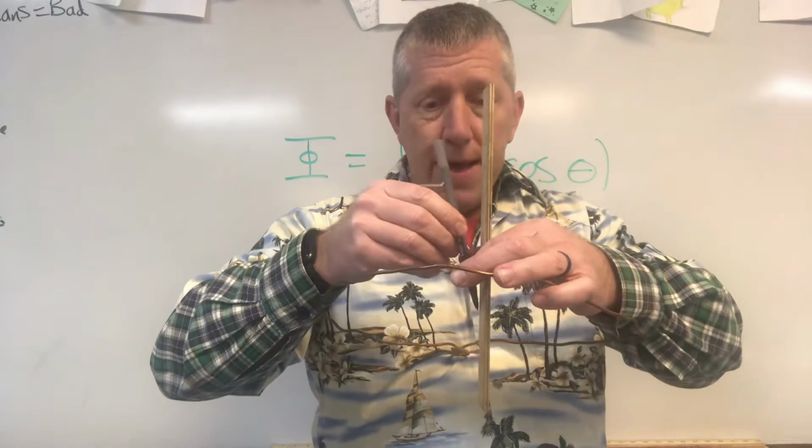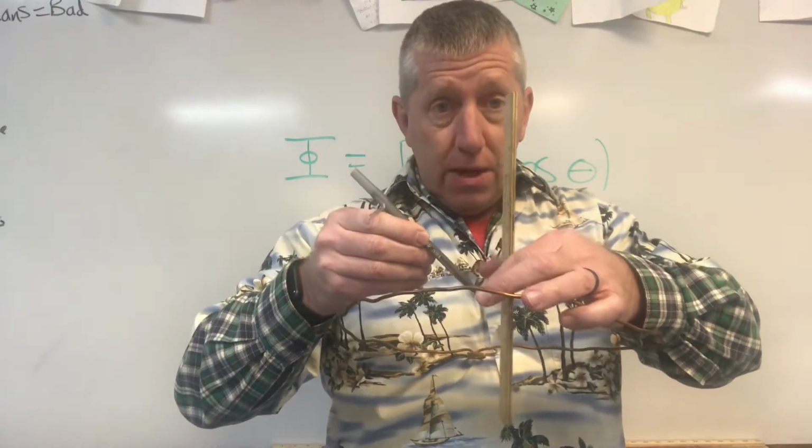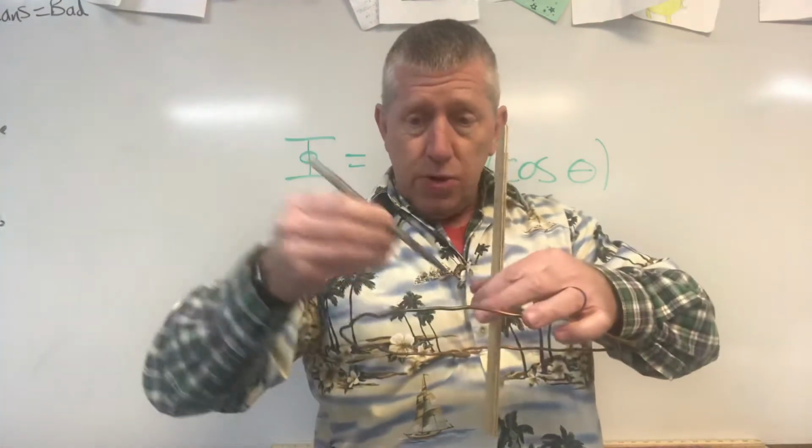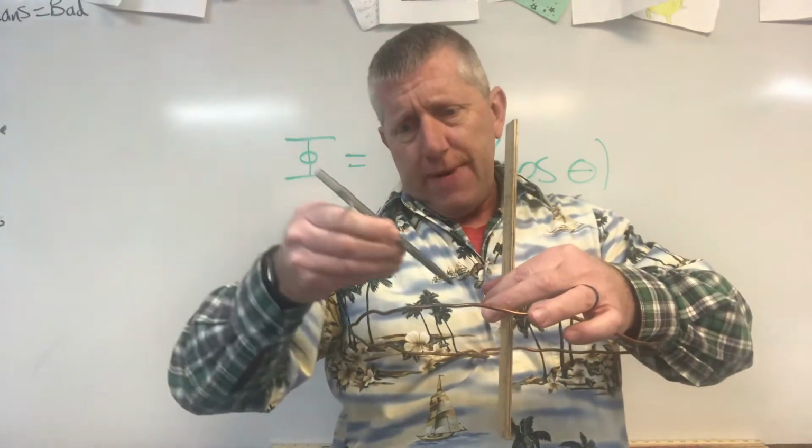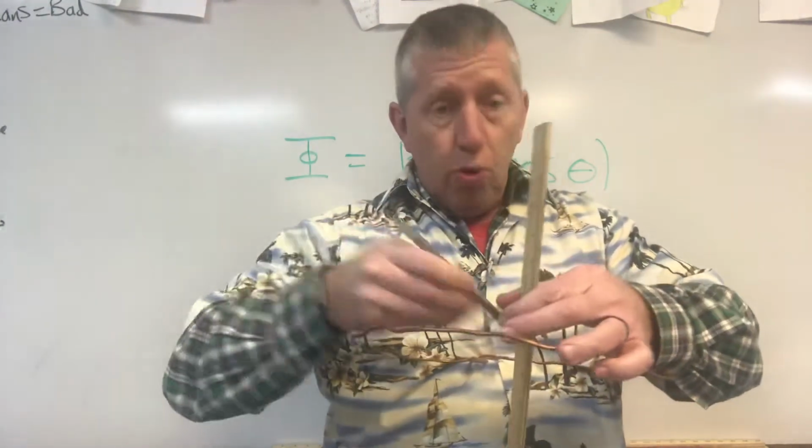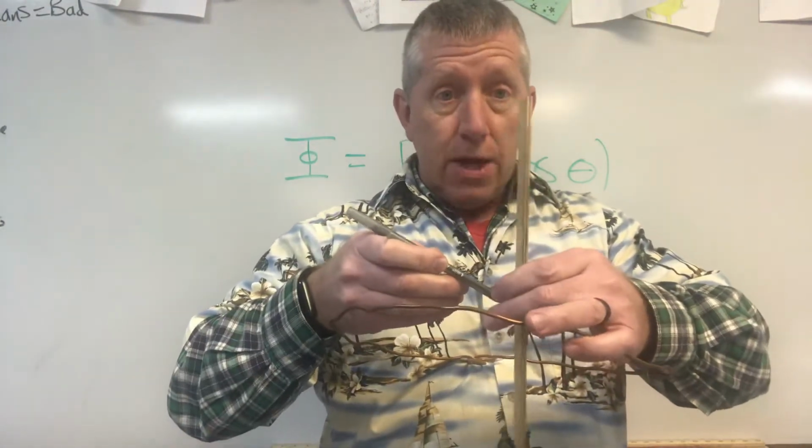So what if I made my magnetic field not coming straight down, but coming in here at a 45-degree angle through the wire? What is the angle now?